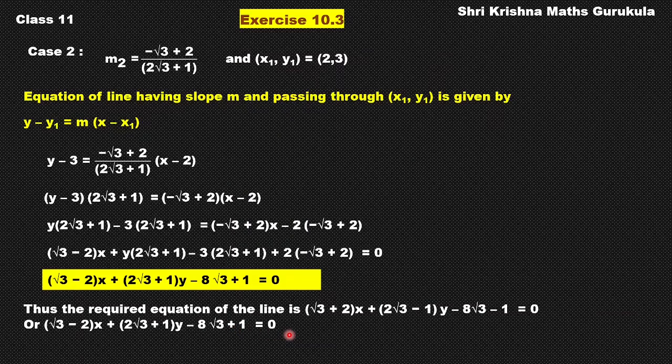Dear students, this is a very easy to solve sum, but it is a bit lengthy because we had this root 3 as the value of tan 60. The simplification procedure is lengthy, but the concept we have applied is very, very simple. We had been given a point of intersection and slope of the one line and angle between them. We used the formula to find the slope of the other line and we have found the equation with a formula which we have used n number of times in this chapter.